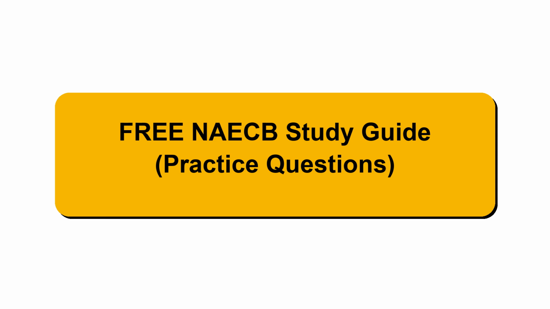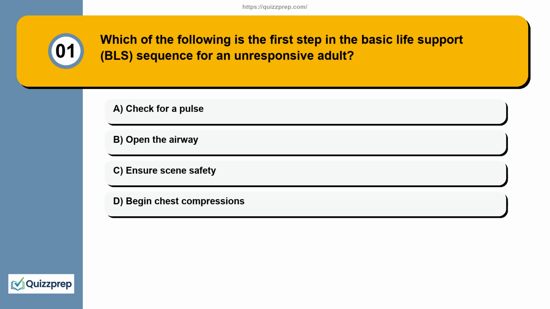Let's begin. Question 1. Which of the following is the first step in the basic life support, BLS, sequence for an unresponsive adult? Here are your options. Option A. Check for a pulse. Option B. Open the airway. Option C. Ensure scene safety. Option D. Begin chest compressions.